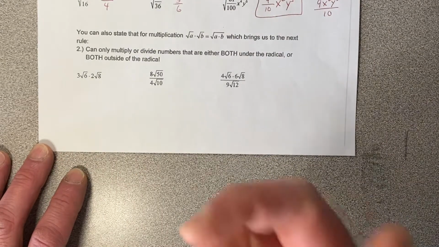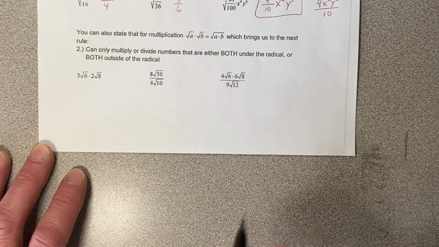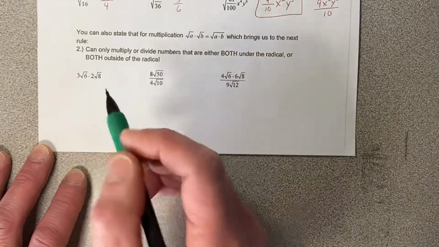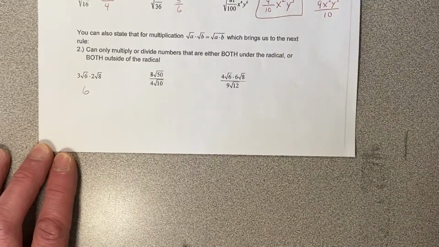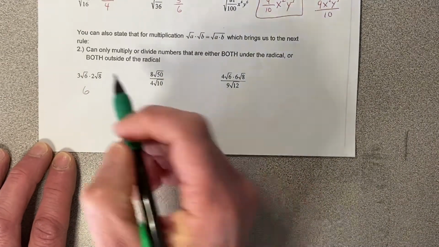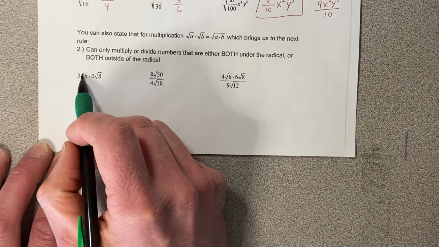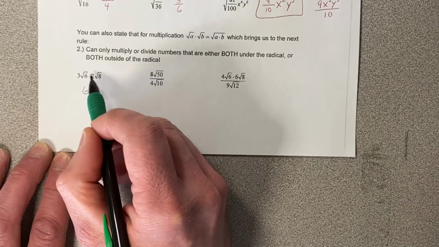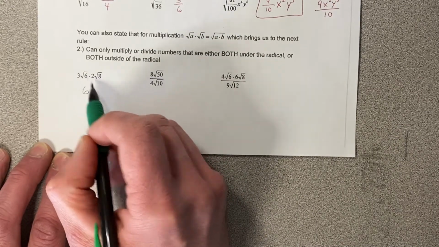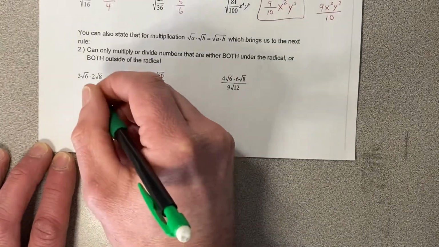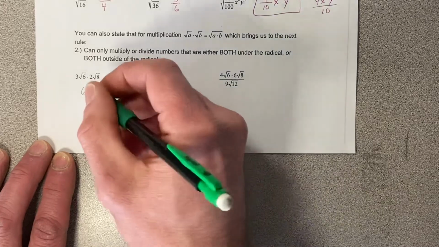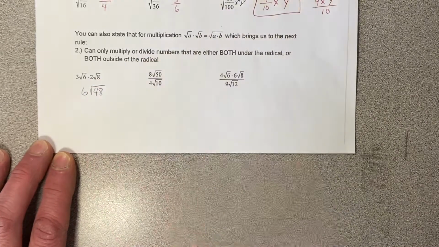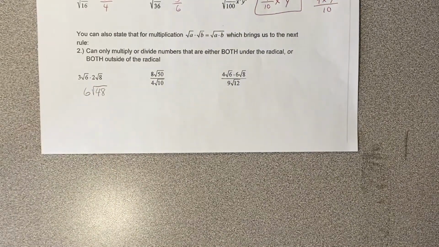So what you can do is simplify what's on the same level. 3 and 2 are just plain old numbers. They'll multiply together to make 6. But then, interestingly enough, you can also multiply radicals as long as they're the same index. These are square roots, and since they're both square roots, you can make it square root of 6 times 8, which is 48. And then from there, you're always still going to want to simplify the radical.